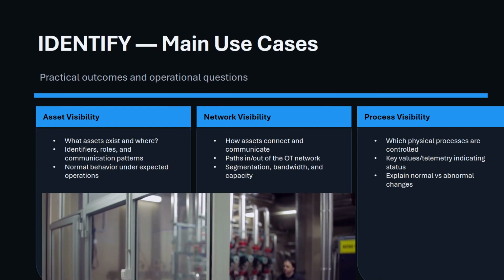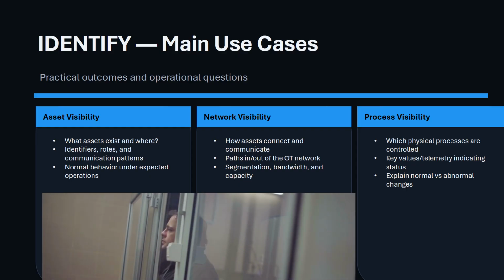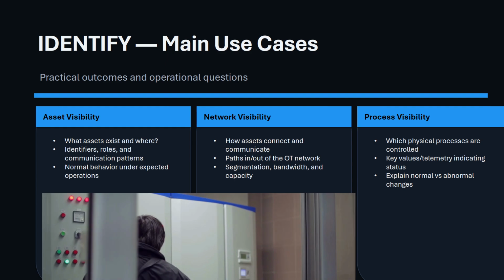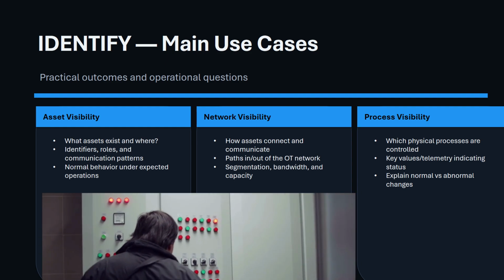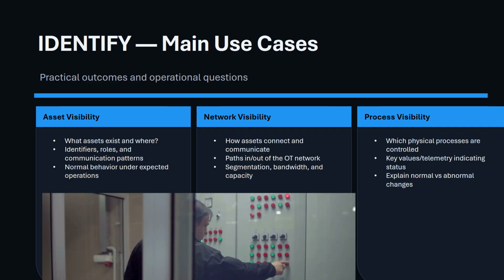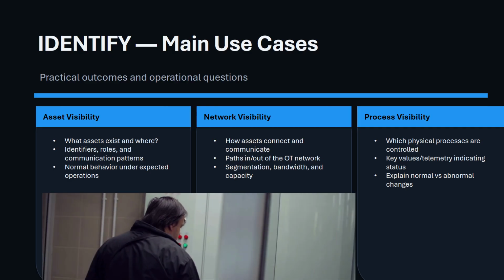Identify addresses several key operational questions. Asset visibility: knowing what assets exist, where they are, and how they behave. Network visibility: understanding asset communication and network segmentation. And process visibility: knowing which physical processes are controlled and distinguishing normal from abnormal changes.